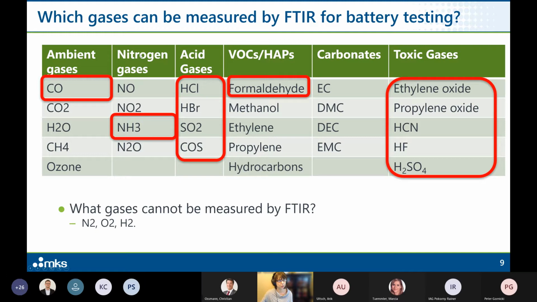So we have ambient gases, nitrogen gases, acids, VOCs, the carbonates, and then toxic gases. That includes sulfuric acid, and then ethylene oxide, propylene oxide, HCN. These are particularly toxic. Obviously, those are toxic as well.